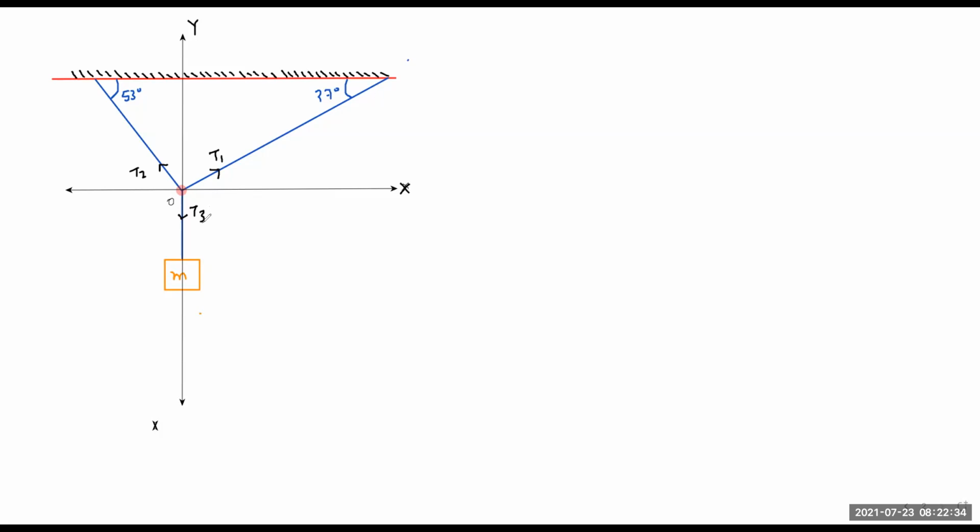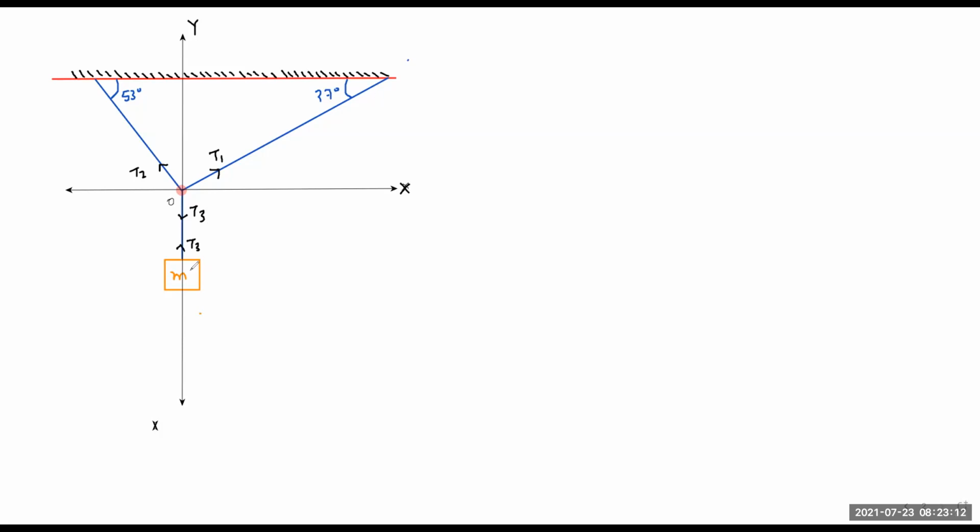T1, T2, T3. But we also have a suspended block. When you consider a block, the tension always acts away from the object you consider. I started by considering the knot, and so I drew all these forces. But now I'm considering M, so I will draw a force like this. So now the bottom T3 is the force for the block, but the above T3 is for the knot.